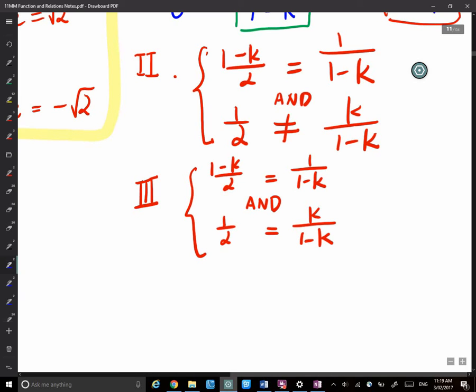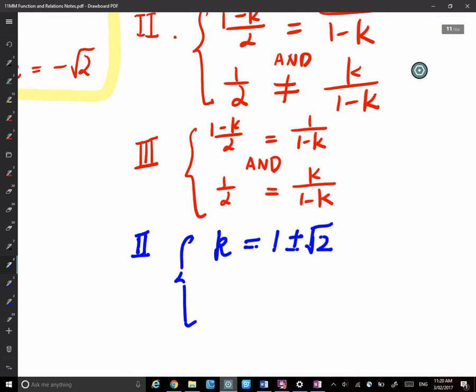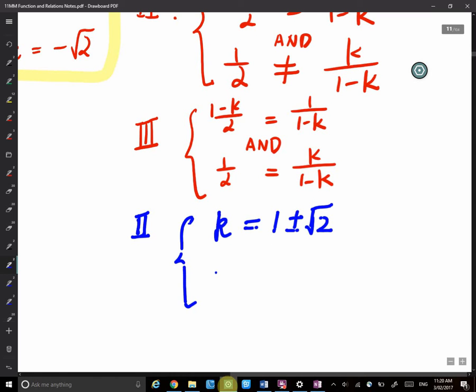Okay, let's talk about the second one now. For the first equation, we already solved out that K equals to 1 plus minus root 2. We have solved that for the first part. And for the second one, for C1 not equals to C2, we need to first solve C1 equals to C2. If you solve C1 equals to C2, you will solve out K equals to 1 on 3.